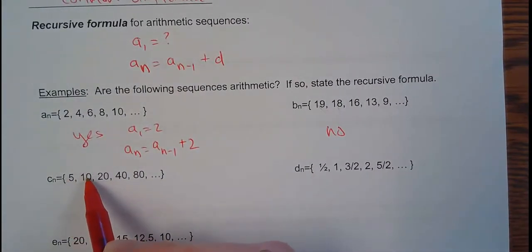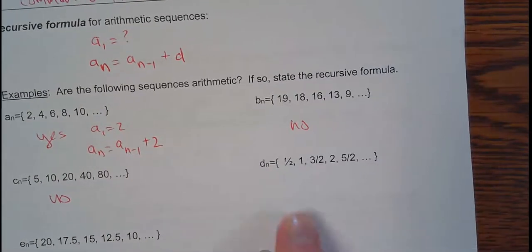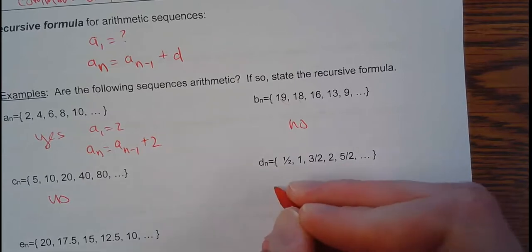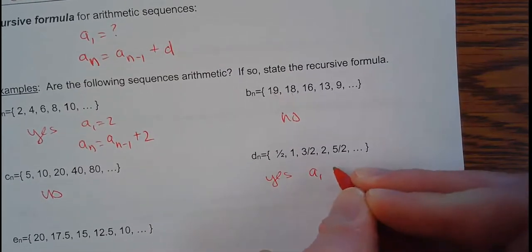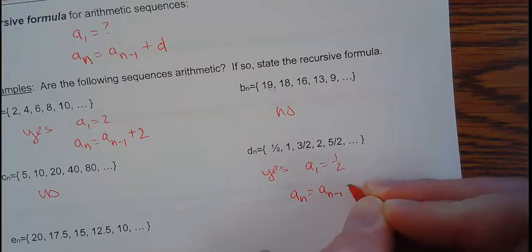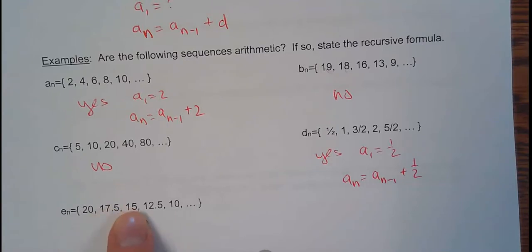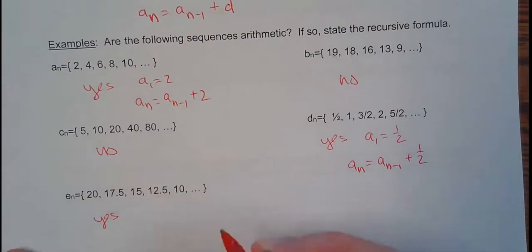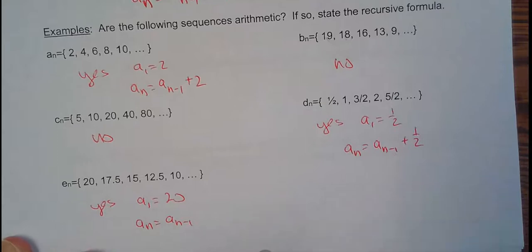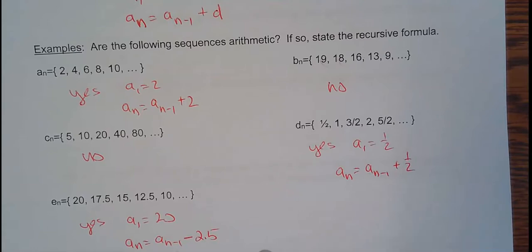5 to 10, that's an increase of 5. Increase of 10, increase of 20. No, it's not the same increase every time. 1/2, 1, 1.5, 2, 2.5. See, so this one is yes. Got to state what the first term is. The first term is 1/2. Any term would be the previous term plus 1/2, going up by 1/2. Down by 2.5, down by 2.5, down by 2.5. So this one is yes, it is arithmetic. The first term is 20, and any term is going to be the previous term minus 2.5. You say plus negative 2.5 or minus 2.5. Okay.